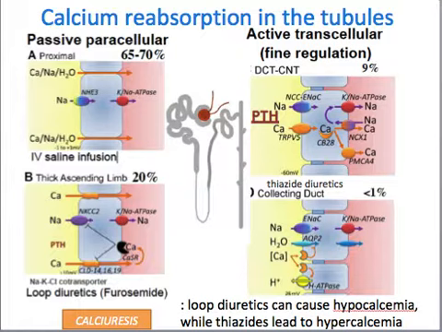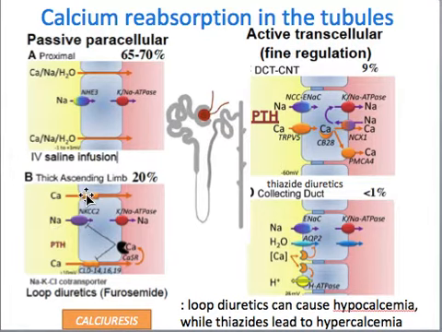So calcium, we mentioned earlier that calcium is reabsorbed in your kidneys. The majority of the filtered calcium in the urine will be reabsorbed in the proximal convoluted tubule, about 65 to 70% through a paracellular mechanism. And this is affected by the amount of sodium in your tubules.